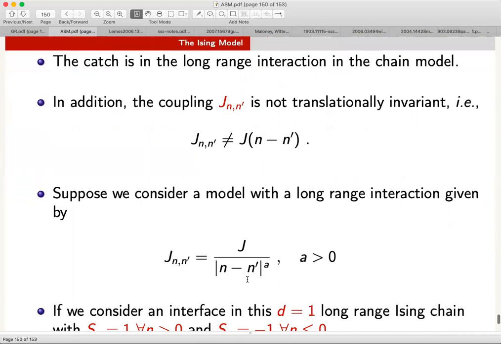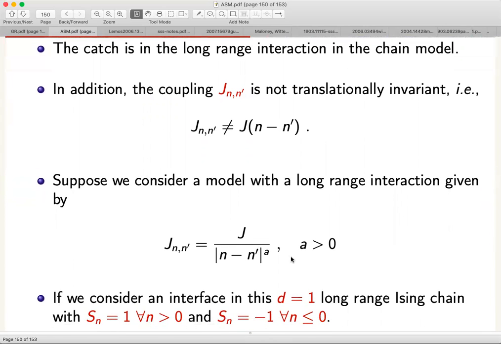But nevertheless, if you try to consider a long range interaction in a 2D system, and suppose you write it in this form, and assume A to be positive, that means it is actually falling off as the distance increases. We can ask a question whether a system with this kind of interaction has a phase transition at all. Does that make sense?